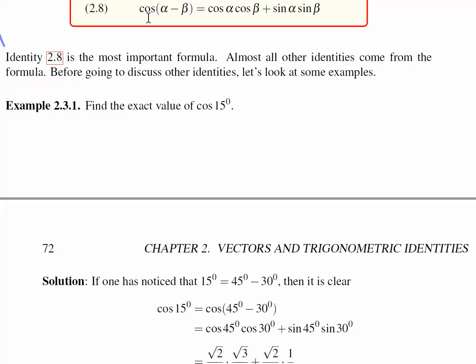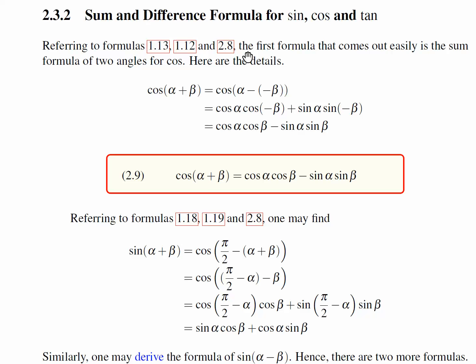Now, today, we want to look at the formula for cosine of alpha plus beta. So that's the sum formula. It's actually this one. Let's see how we got this one.